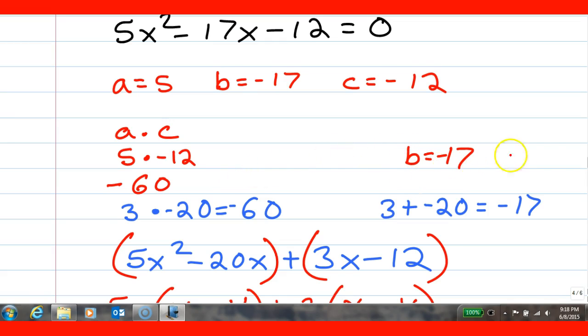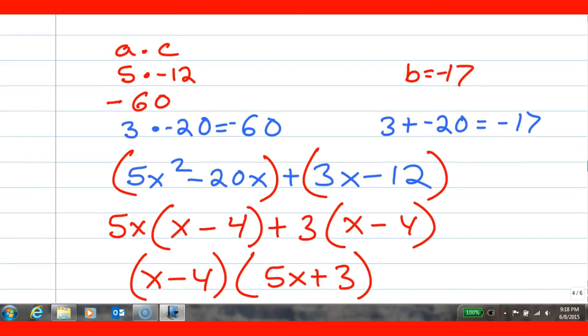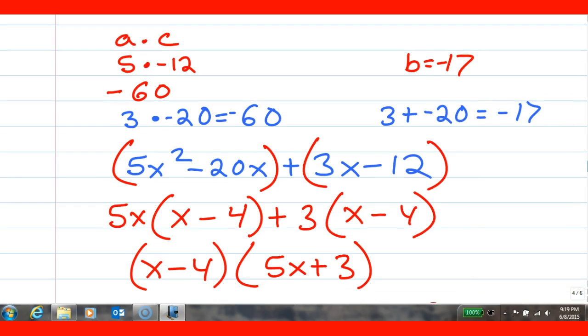In the B position we have a negative 17, so we want a pair of factors that when multiplied together make a negative 60, but summed together make a negative 17. If we were to run through our factors, 1 times 60, 2 times 30, the next one would be 3 times 20. 3 times 20 makes a 60. If I put the negative on the 20, it makes my negative 60. But on the other side, 3 plus a negative 20 makes my negative 17. So there's my pair of factors.